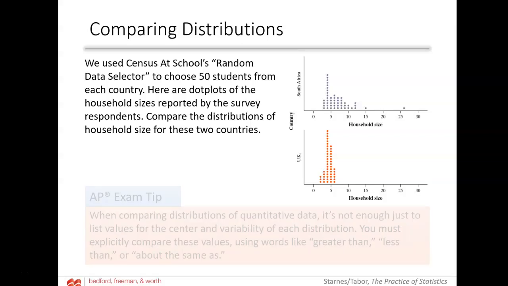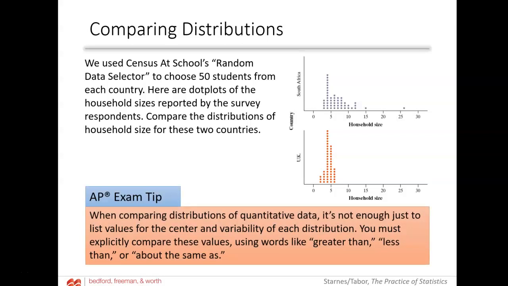Here we go. Oh, well, before that, AP exam tip. When comparing distributions of quantitative data, it's not just enough to list the center and variability. You must explicitly compare these values using words like greater than, less than, lesser, more than. That wasn't a word, but you get the idea. About the same as. So you must have comparative language within your description.